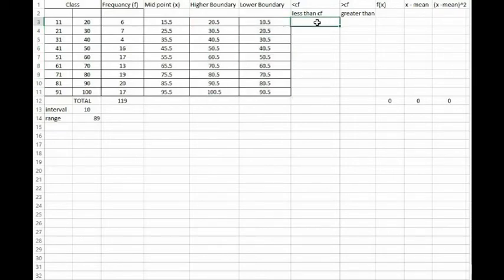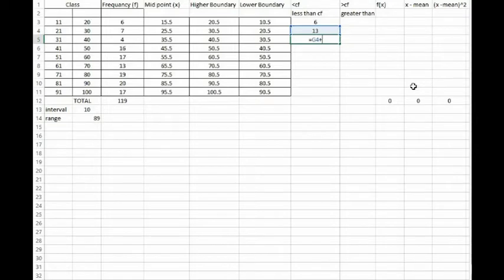Next, we get the less than CF. So, para sa less than CF, kailangan natin magsimula sa lowest class. At pagdating natin sa lowest class, magsisimula tayo sa frequency niya. So, this is equal to the frequency. So, para sa susunod na frequency, we have the previous frequency plus yung current frequency.